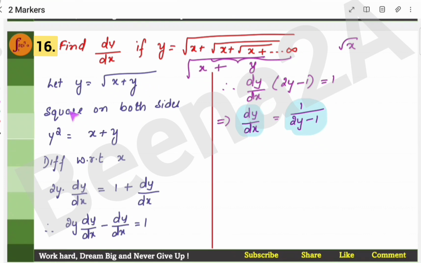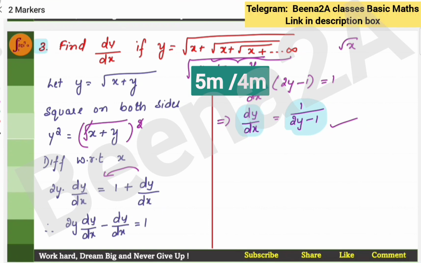So you write that like that, then square on both sides so that you can eliminate square root. If I square, it's going to become like this. Square and square root will get cancelled. So you'll get y square is equal to x plus y. Now you differentiate, right? Bring all dy by dx to one side and shift everything else to the other side. You will get this particular answer.